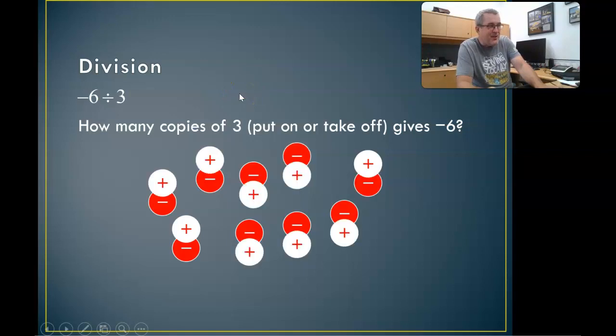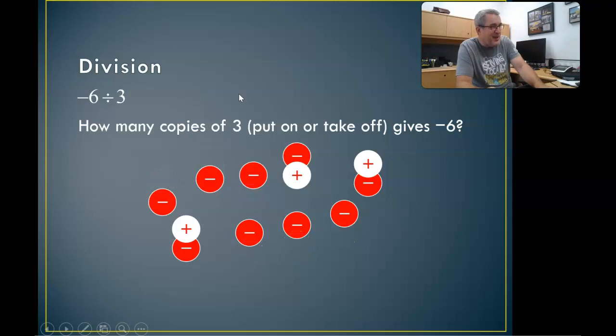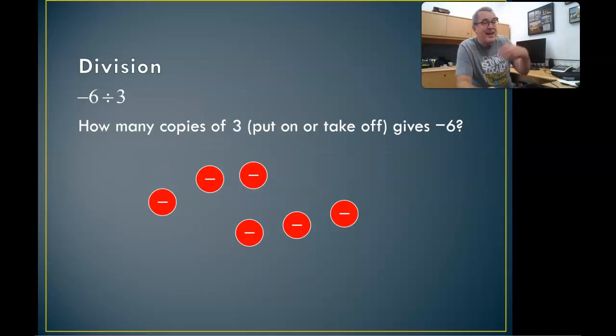Did you see it? I removed a copy of 3. I removed a copy of 3. I had some extra zeros. And after removing the copies of 3, voila, I'm left with my negative 6. Now, removing is a negative. It's an opposite act. So the negative here is remove. How many copies of 3 did I remove? 2. So remove 2 copies of 3 from a sea of zeros will produce negative 6.